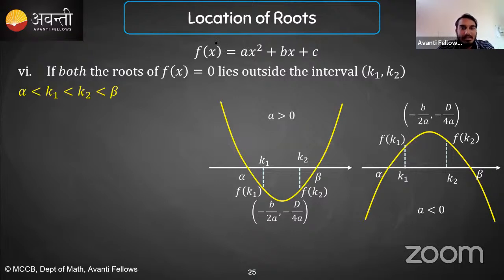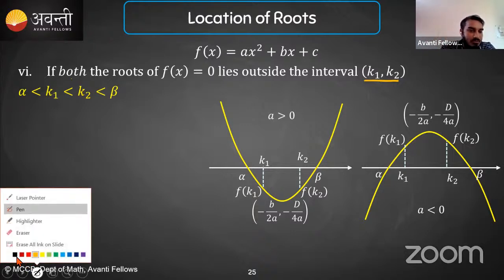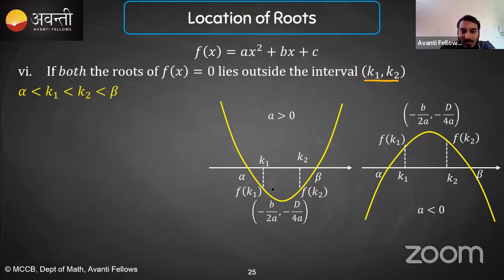Now the sixth condition is that, everyone pay attention here. The sixth condition is that both roots of f of x are lying outside the interval K1 K2. Before this, the previous condition was that both roots are inside the interval K1 K2. Now the condition is that both roots are outside the interval K1 K2. Yes or no? Tell me, what is this?